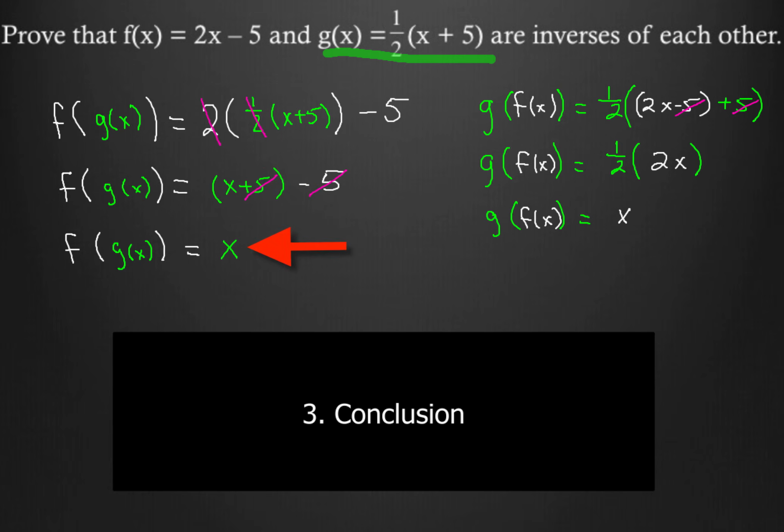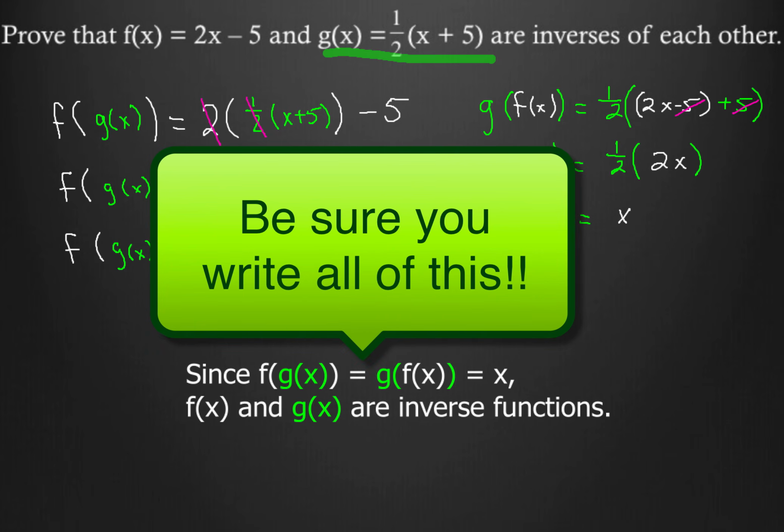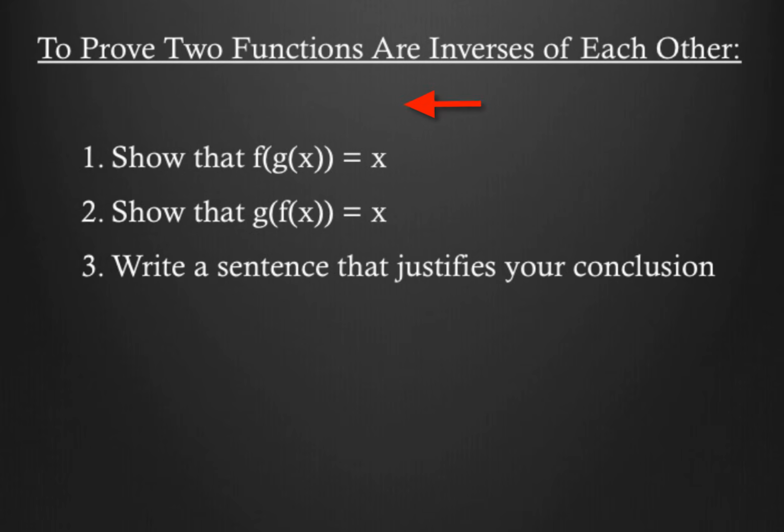So we've shown that f of g of x equals x, and we've shown that g of f of x equals x. So now, on to our third and final step, writing our conclusion. We would simply write, since f of g of x equals g of f of x equals x, f of x and g of x are inverse functions. That's it. These problems will be very straightforward for you as long as you follow those three steps that we outlined earlier. Show that f of g of x equals x, show that g of f of x equals x, and write a sentence that justifies your conclusion.